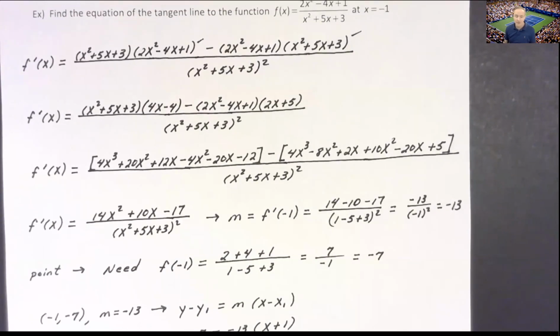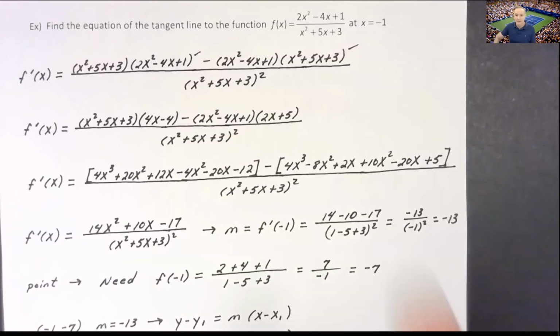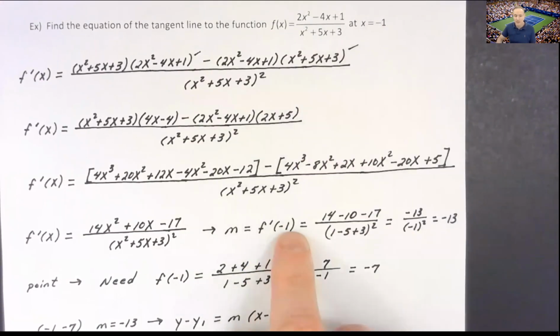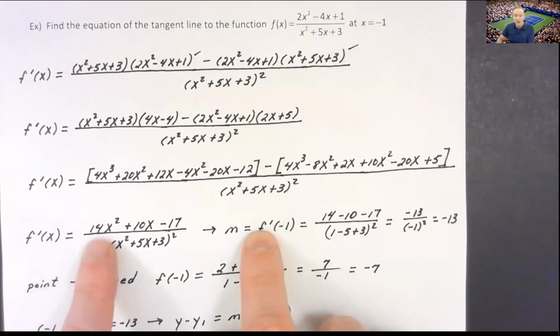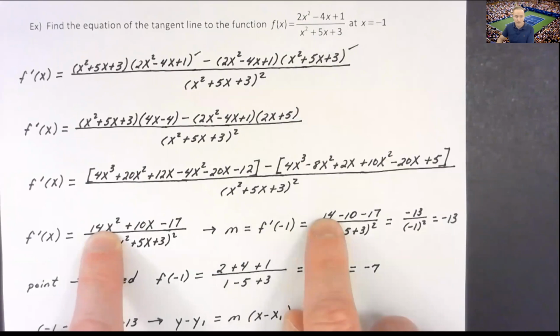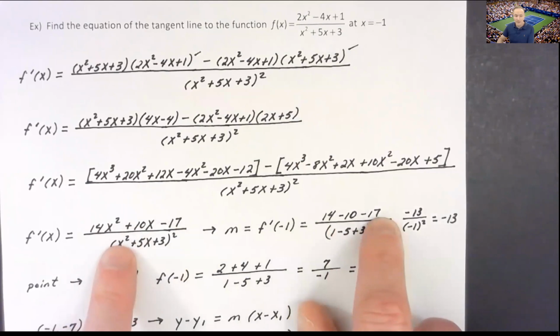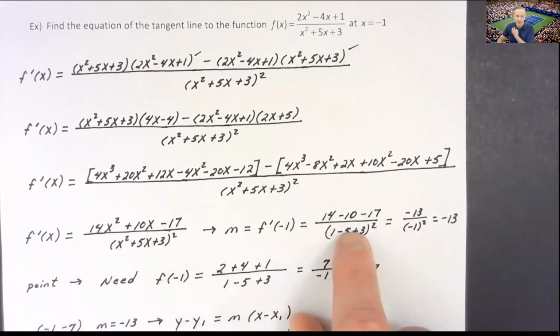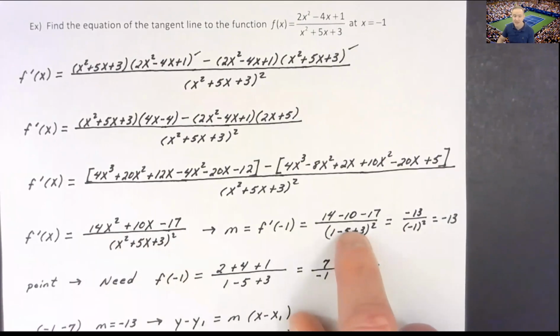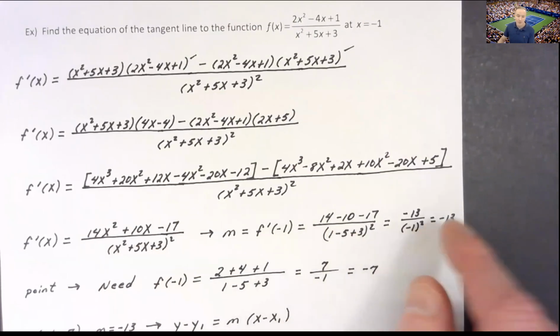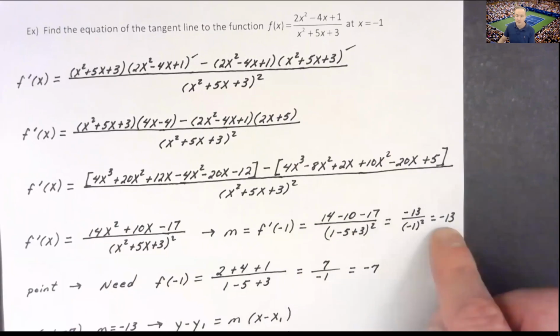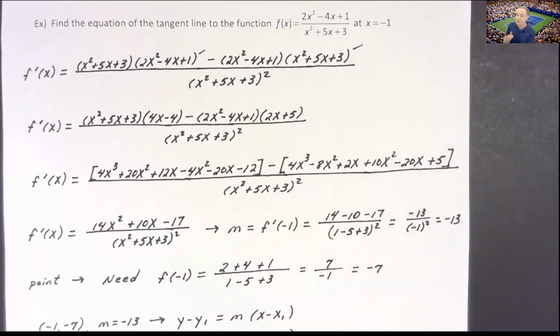Now, once I have that derivative, I can find the slope of the tangent line at the x value of interest. All I need to do is plug -1 into this derivative. When I plug a -1 into this, I know my first term is going to be 14. It's going to make this term minus 10, and then I'll still have a minus 17. My denominator would be 1 minus 5 plus 3. So in my numerator, I would have 14 minus 27, which is a negative 13. My denominator is -1 squared. That's negative 13 over positive 1, or a slope of negative 13. So I know the slope of my tangent line when x is -1. It's going down with a slope of negative 13.